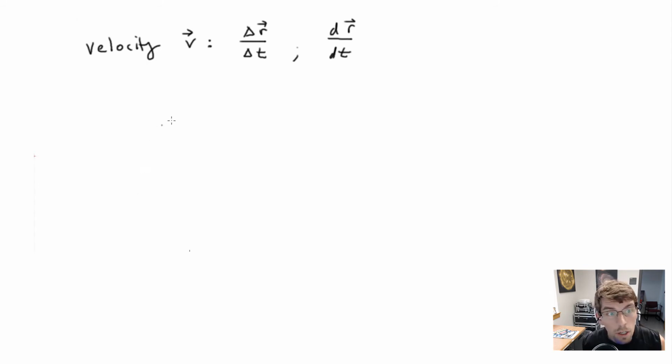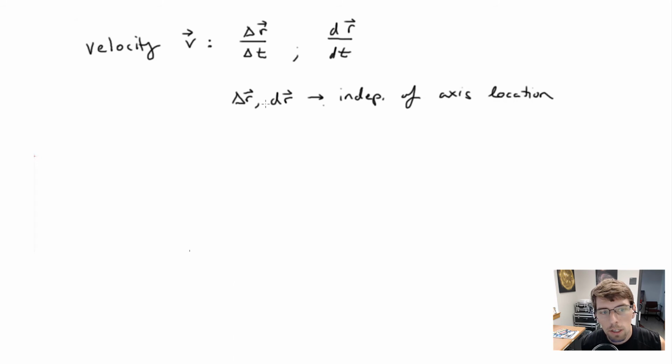Either way, if delta r, or correspondingly dr, are independent of axes location, then your velocity will similarly be independent of your axis locations, which is really nice. Again, the choice of axes should not affect the physics. You could go, but wait, there's more.